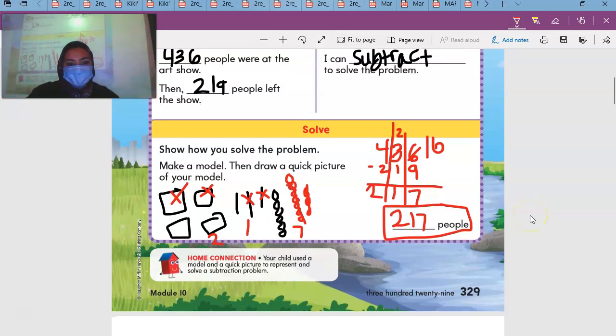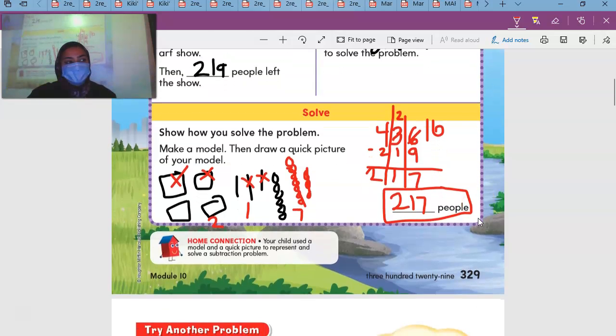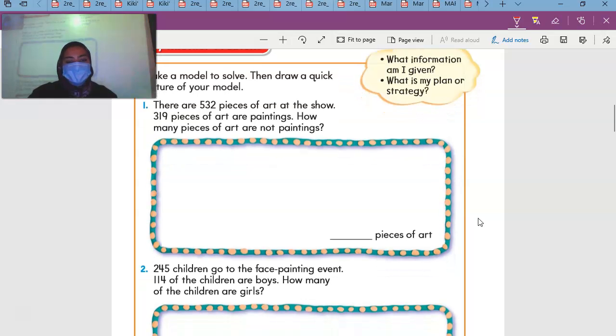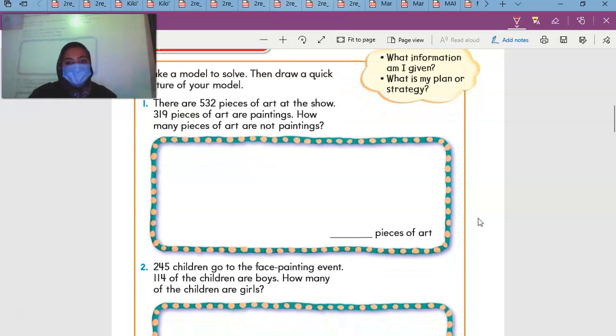Okay, there's 2 ways to solve it, either with the blocks or elevator escalator, whatever is easier for you. Make a model to solve, then draw a quick picture of your model. There are 532 pieces of art at the show. 319 pieces of art are paintings. How many pieces of art are not paintings? Box the word not. That means we're going to subtract them.